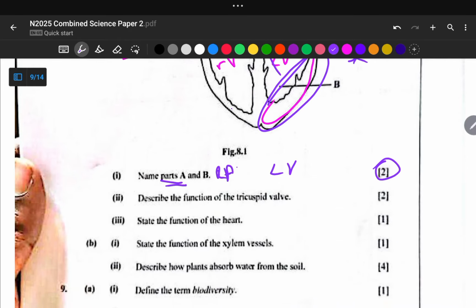And then the next part says, describe the function of the tricuspid valve. So the function of the valve, basically we are being examined to know whether you know the functions of these valves, right? So first you need to give the function of the valve, and then give the function specifically to the tricuspid valve. So the valve prevents backflow of blood, right? The valve prevents the backflow of blood.